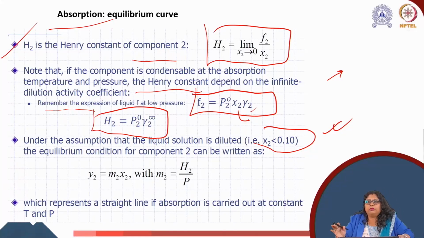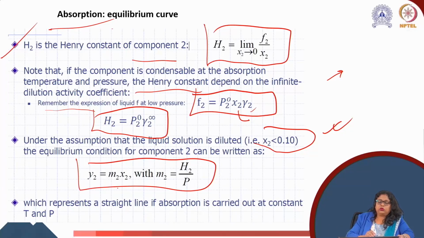So this equilibrium condition for component 2, how are we writing it? y2 is equal to m2 x2, with m2 equal to H2 by P. P is the total pressure and H2 is the Henry's constant. This represents a straight line if absorption is carried out at constant temperature and pressure.